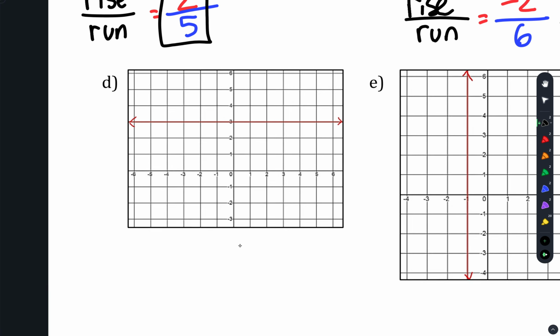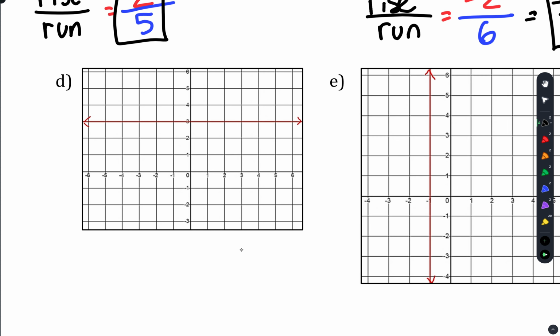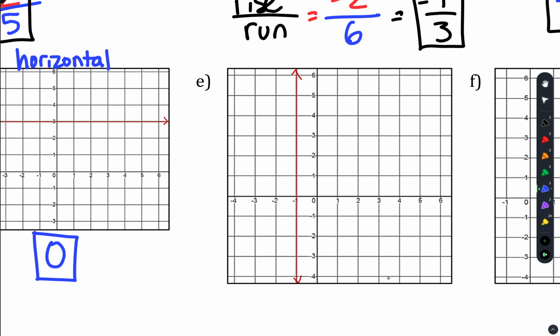Okay. Letter D, what's my slope? 0. Horizontal line, always 0. What about for letter E? James. Undefined, vertical line.